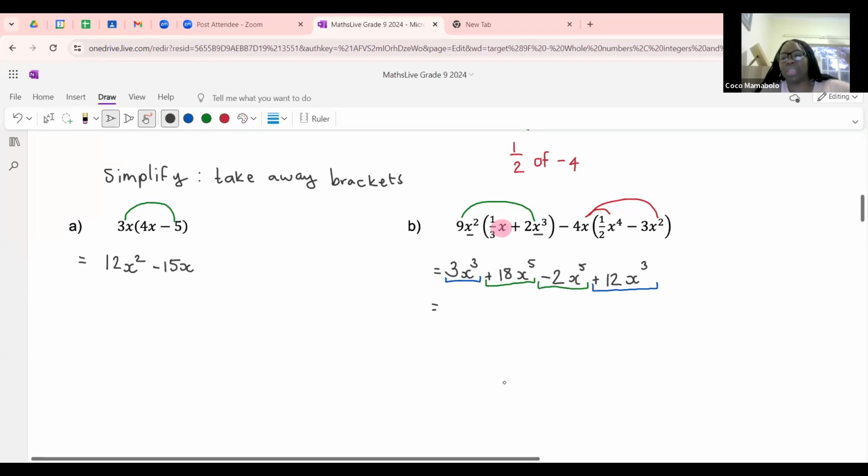So I'm going to start with the one with the biggest power, because that just makes my brain work the right way. I'm going to get 18x to the power 5 minus 2x to the power 5. That will give me 16. That's it, Logan. Good work. 16x to the power 5. And then I've got positive 3x cubed plus 12x cubed will give me positive 15x cubed. Absolutely. And you're 100% correct. Sibongi Nkosi, Iminati, Logan, you guys are doing fantastic. Good stuff. And that's our final answer.